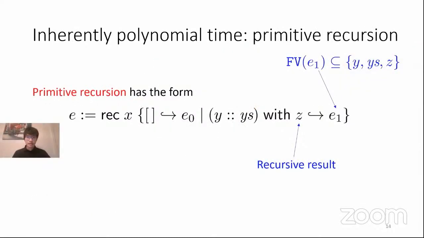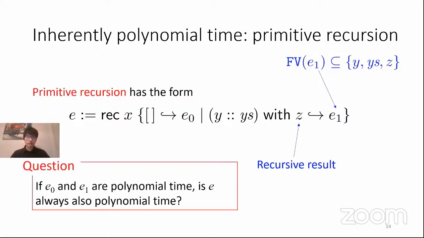Finally, for the last design decision, consider a primitive recursion of this form. Here we have two branches, and in the second branch, we pattern match x against y cons ys. Z denotes the recursive result, and E1, which is called the stepping function, describes how we process y, ys, and z to construct the output. From the previous step in the design of the sufficient condition, we know that every subexpression must be polynomial time. So suppose that E0 and E1 are both polynomial time. Does it automatically imply that E, which is the entire primitive recursion, is also polynomial time?